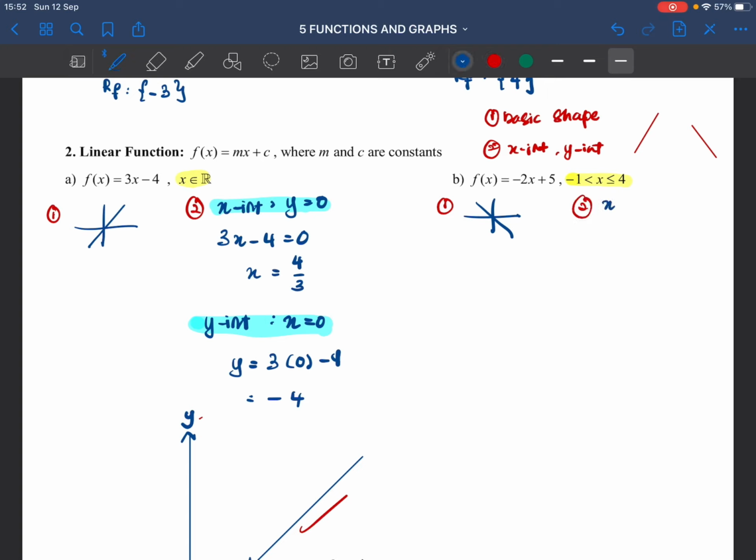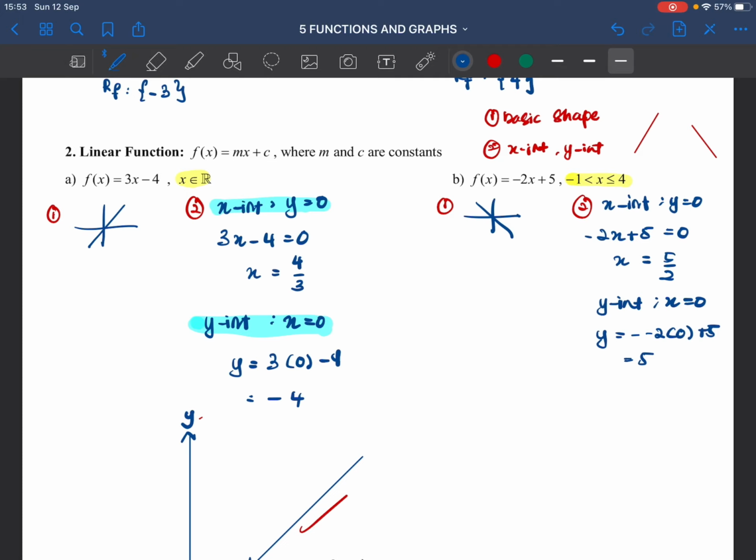Alright. So second thing is we have to find our x-intercept, y-intercept. So x-intercept is when y equals to 0. So negative 2x plus 5 is equals to 0. So we should have x is equals to 5 over 2. Okay, and then we want to find y-intercept when x equals to 0. So we should have y equals to negative 2 times 0 plus 5, which is we will have 5. Okay, so we have x-intercept, we have y-intercept.